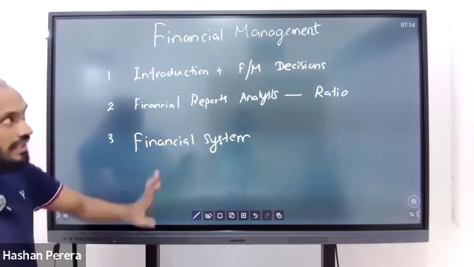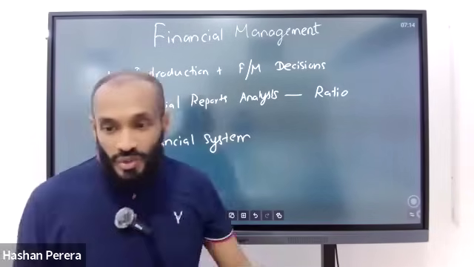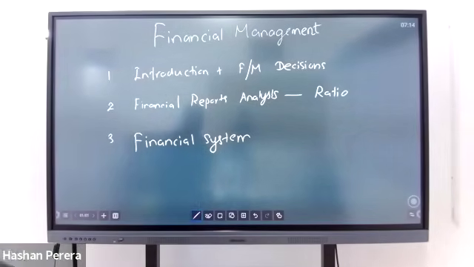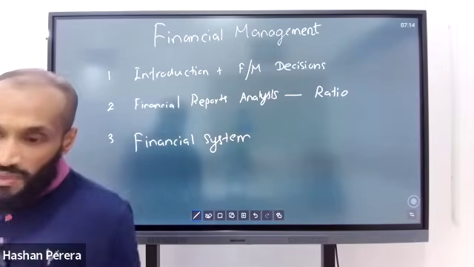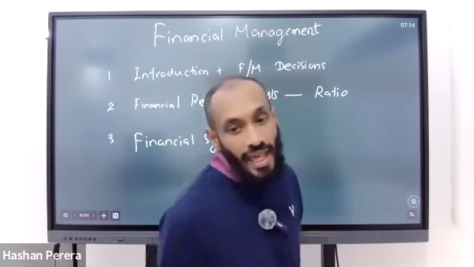So these are the 3 areas we have to cover when it comes to financial management. Is that understood? Clear? These areas are not mentioned in books.